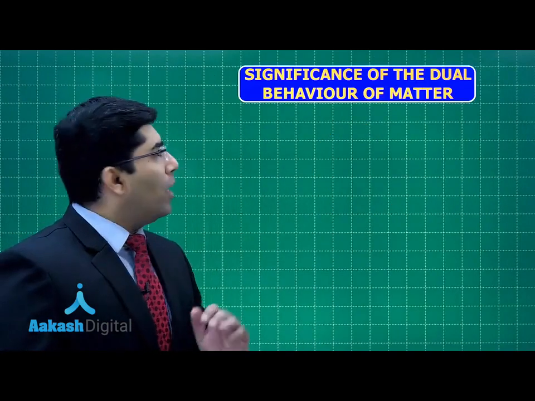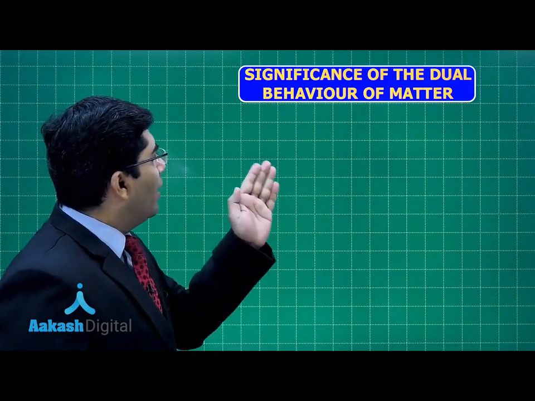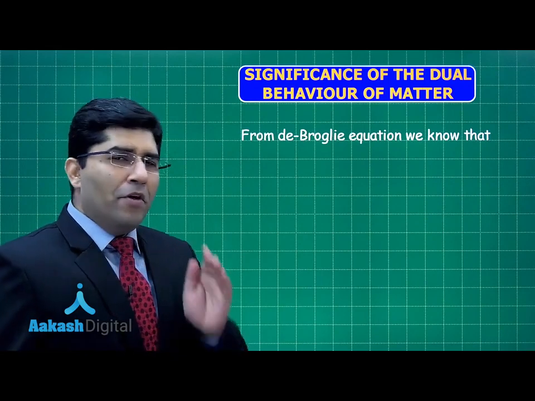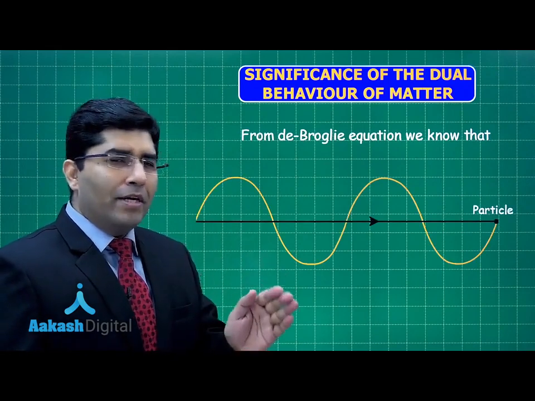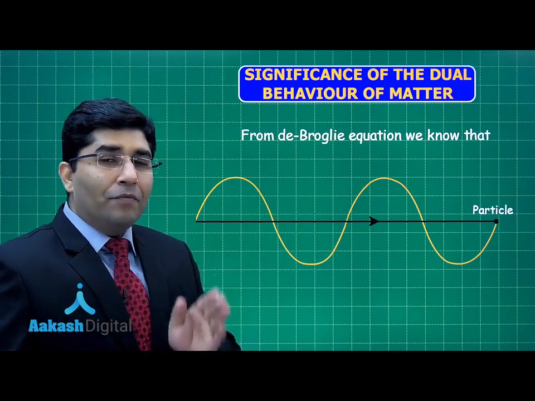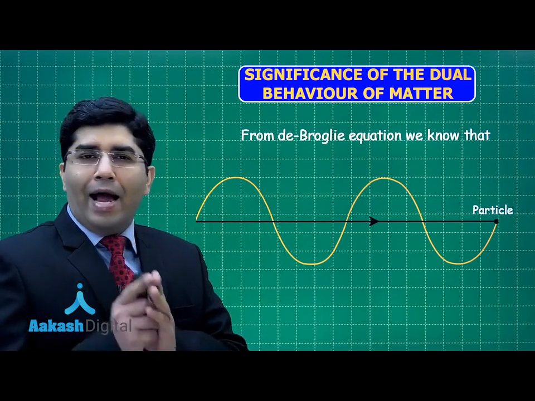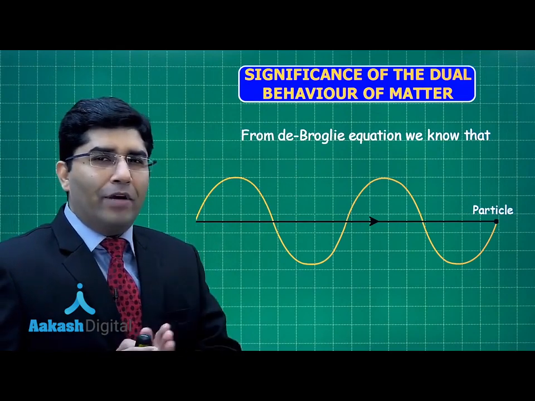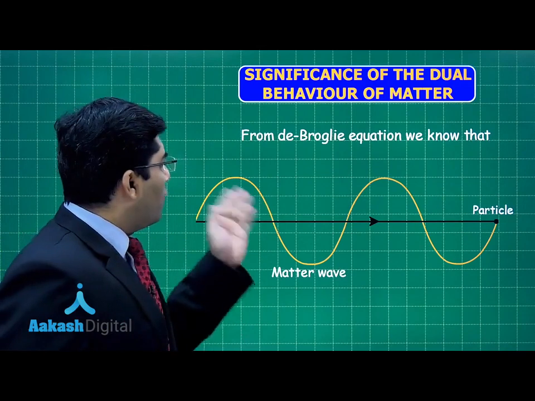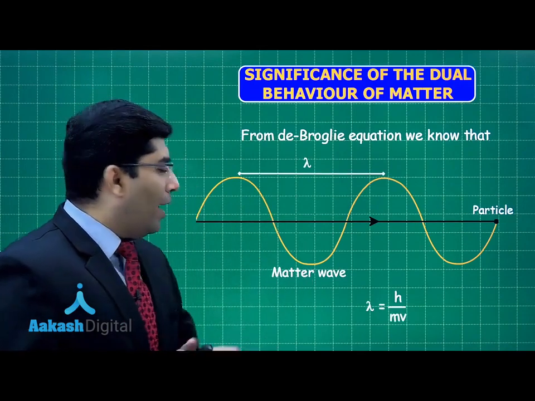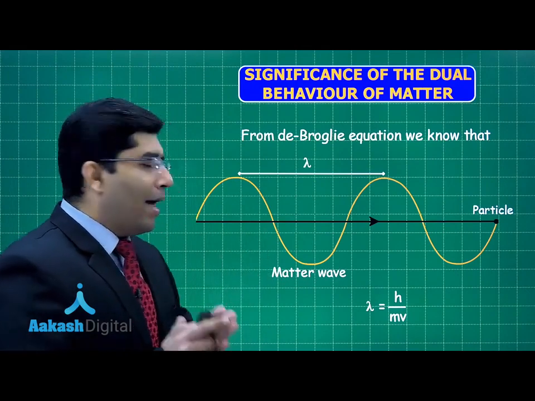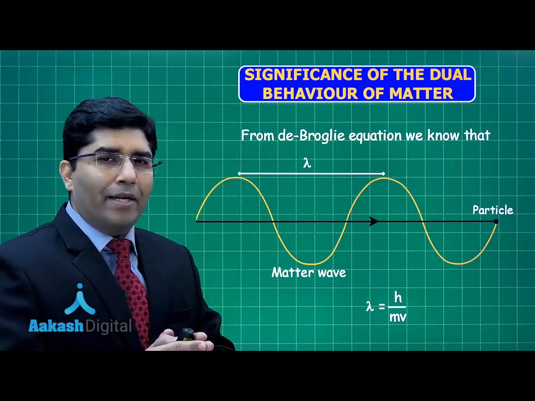Let's discuss the significance of the dual nature of matter. Now we know from de Broglie's wave equation that whenever a particle, that is matter, having mass m and velocity v moves, there is a wave associated with it. That wave is not an electromagnetic wave, it is a matter wave. We can find its wavelength by the simple formula lambda is equal to h upon mv, where m is the mass and v is the velocity of that particle.